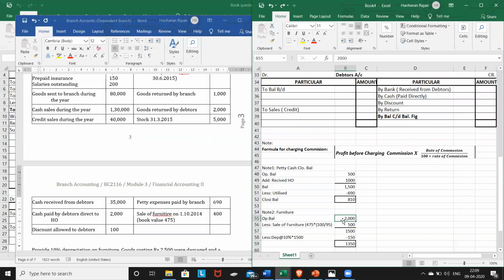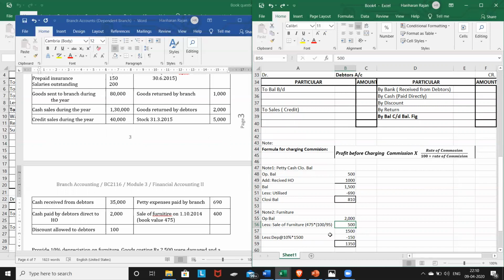So it is 2000. The book value is 475. That is after minusing depreciation of 5%. For 1 year, if it is 10%, for 6 months, it will be 5%. So 475 into 100 by 95, I get the full value 500. So this is before charging depreciation, it was 500. Now I can consider this. I will minus 2000 minus 500 to find out the value of the asset. 1500 will be the value of asset on which I will charge 10% depreciation.